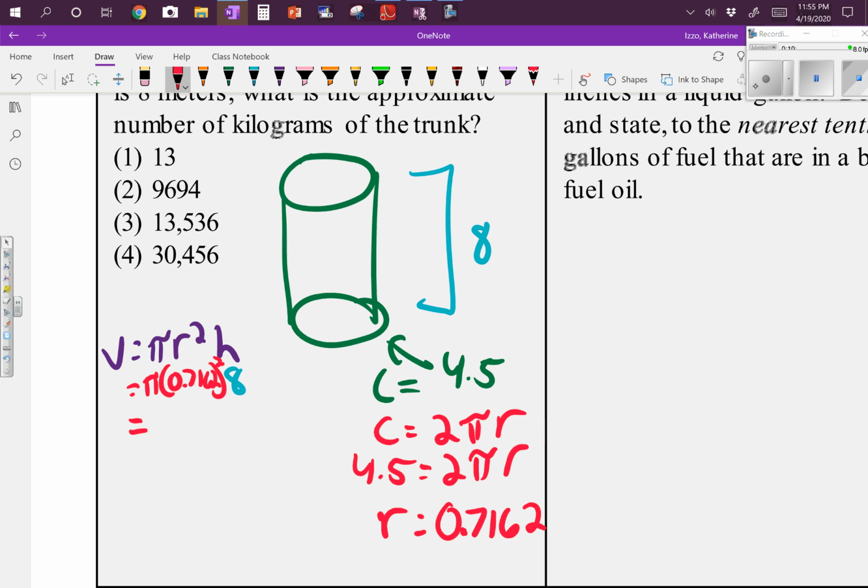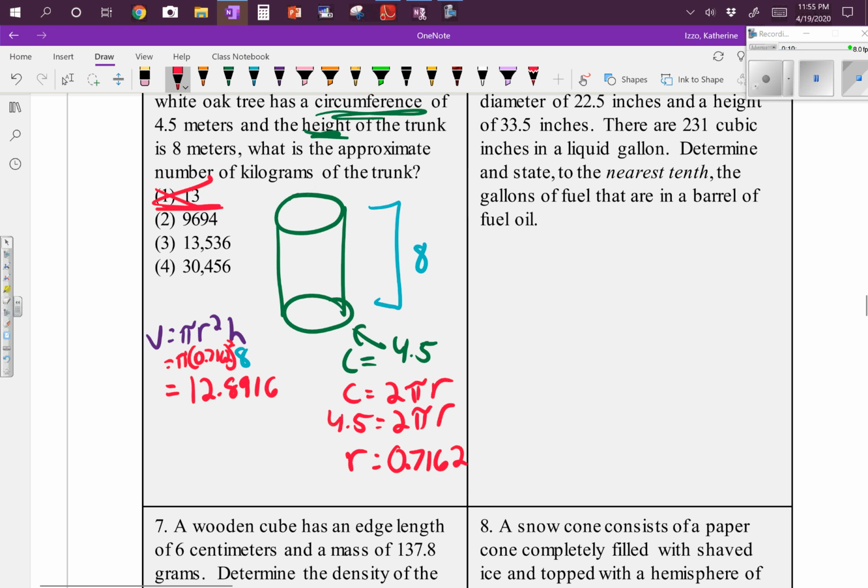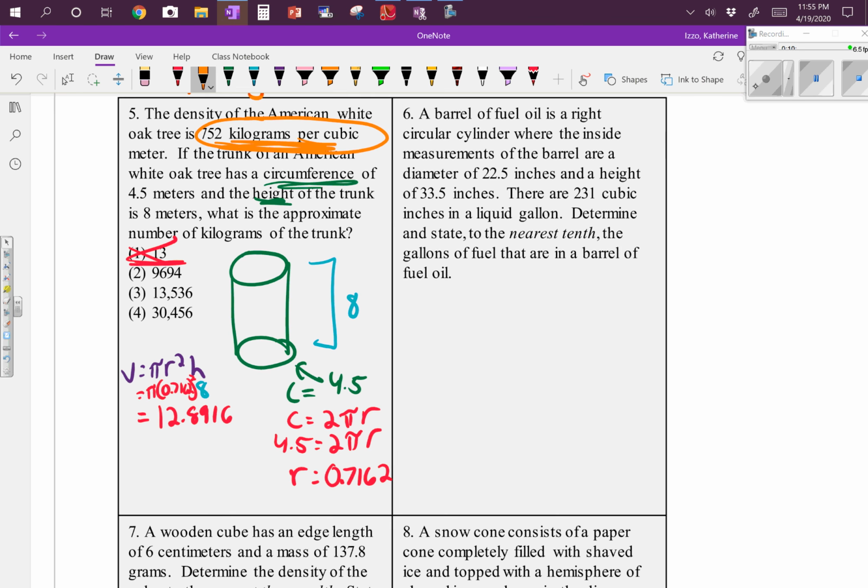Let's get our volume. Type it into the calculator. You can either type in menu 31 again or just type it in. I just type it in personally. And you'd get 12.8916, which is an option and is the wrong option. Be careful. We still haven't used our conversion. This would be in meters cubed because the circumference and the height are in meters.